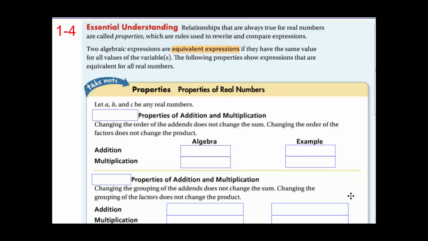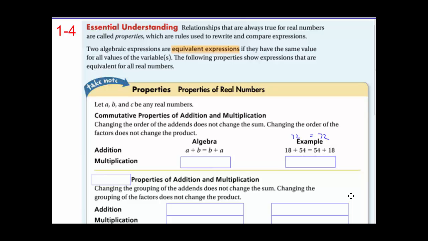If we let A, B, and C be any real numbers, then the properties of addition and multiplication are considered commutative. For commutative of addition, when we change the order and it does not change the sum, or we change the order of the factors and it does not change the product, that's commutative. An example would be A plus B equals B plus A. Simply put, 18 plus 54 is 72, and 54 plus 18 is 72, so 72 is equal to 72.